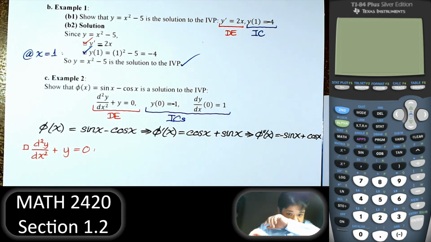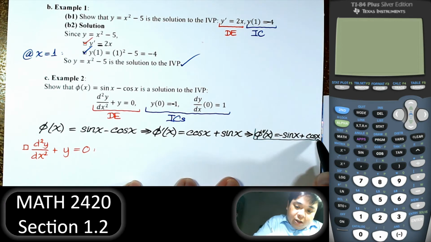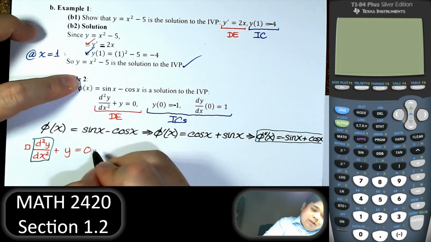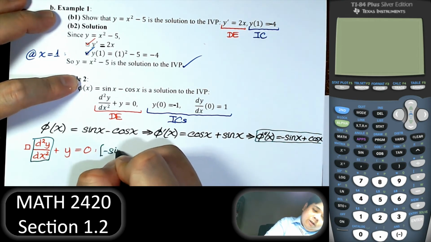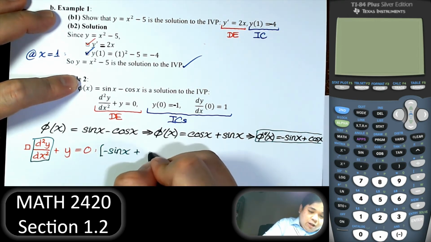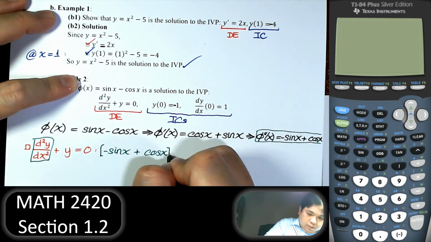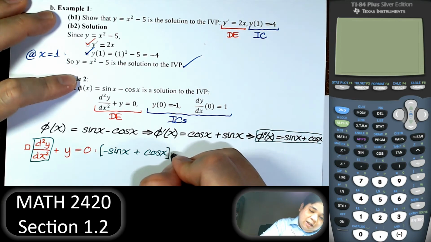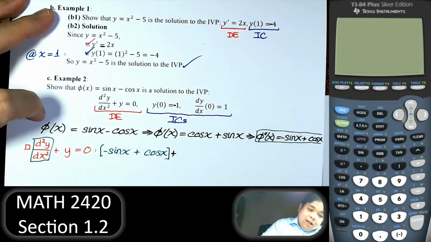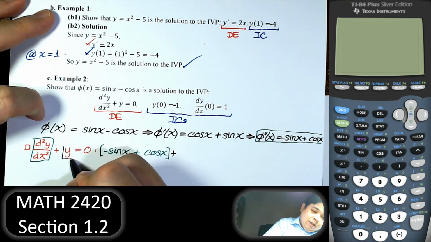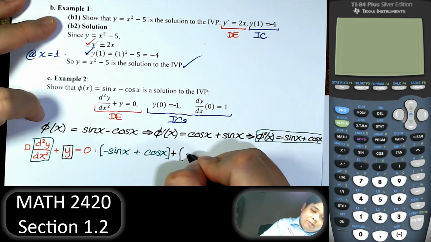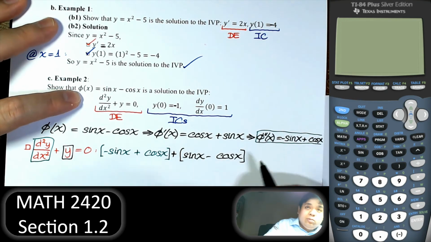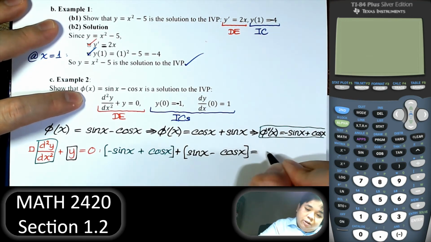Right. The second derivative is this one. Put in the second derivative: negative sine x plus cosine x, plus the function. Is that equal to 0?